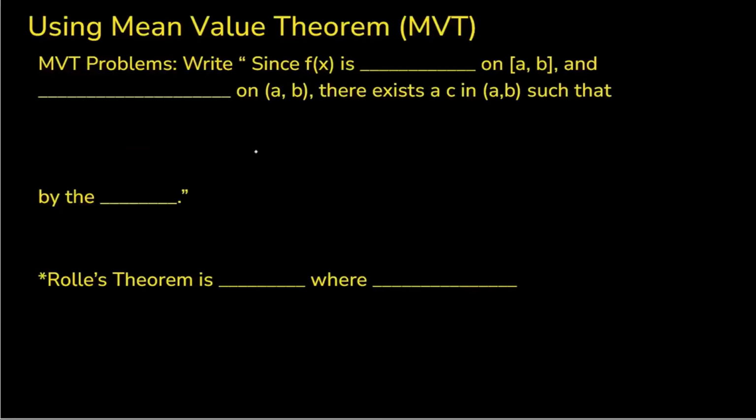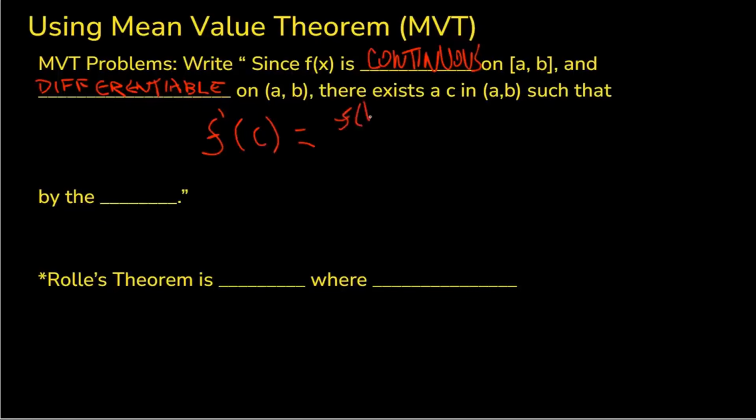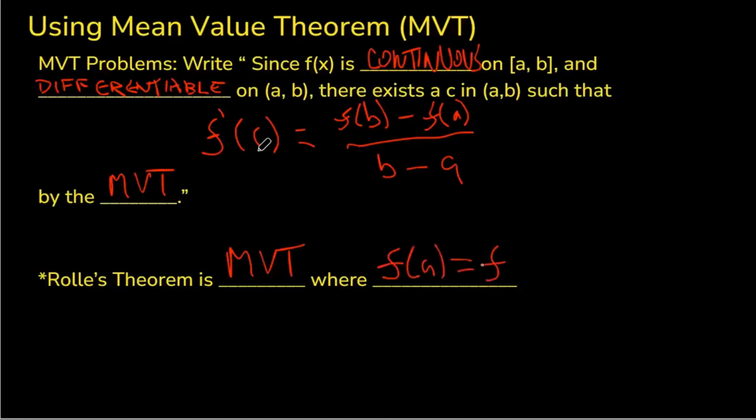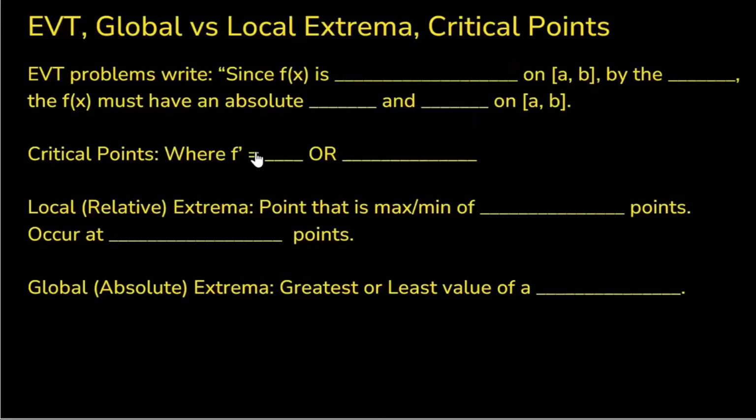When using the mean value theorem, it's helpful to write, since f is continuous on a to b and differentiable on the open interval a to b, there exists a c in the open interval a to b such that f prime of c is equal to the average rate of change over the interval. When you're trying to justify using the mean value theorem, state by the mean value theorem. Rolle's theorem, which is just the mean value theorem where the endpoints have the same y value. With extreme value theorem problems, you want to write, since f is continuous on the closed interval a to b by the extreme value theorem, the function must have an absolute max and min on the closed interval a to b.